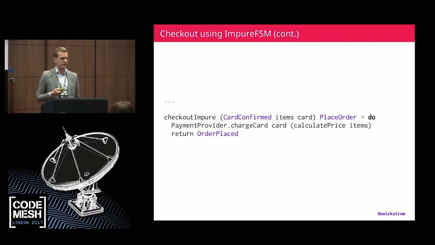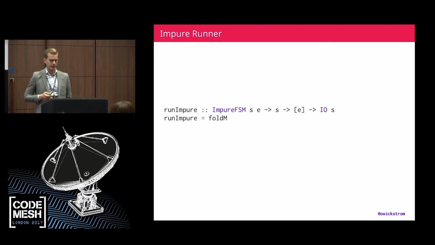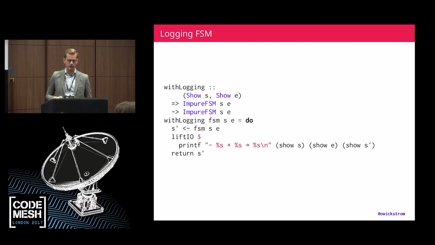So how would you run this thing? A very simple runner could look like this. Run impure takes an impure FSM, an initial state, a list of events, and returns the terminal state in I/O. And the definition is really just foldM. Very simple. We could easily decorate it with things like logging.